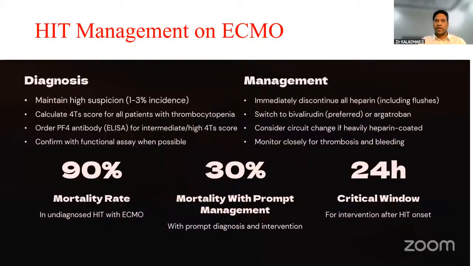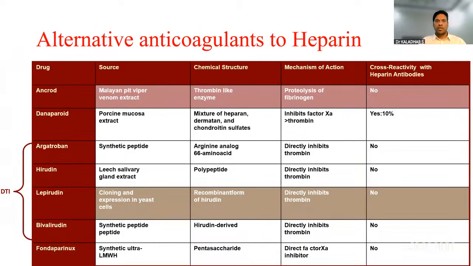With the ELISA test, we tend to overdiagnose. Probably SRA is the gold standard, but still, even at 1 to 3%, if any patient develops it, it's going to be devastating. So, what are the alternative anticoagulants to heparin? There are many available options, but the most commonly used are the direct thrombin inhibitors.